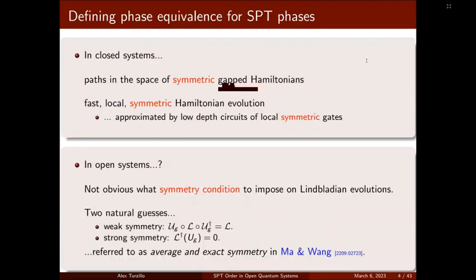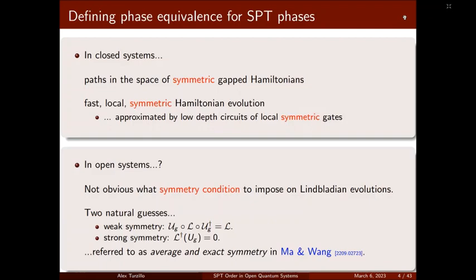Okay, so I want to enrich this notion of phases with symmetries. So how it works in closed systems is that we consider paths in the space of symmetric gapped Hamiltonians. Or in the second perspective, we consider fast local symmetric Hamiltonian evolution. In terms of gates, this means that the low depth circuits are built out of symmetric gates. But if we try to generalize this to open systems, it's not obvious what symmetry conditions should be imposed on the Lindbladian evolutions. So there are kind of two natural guesses.